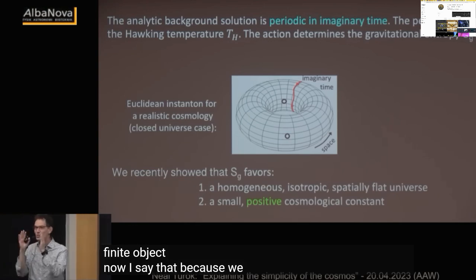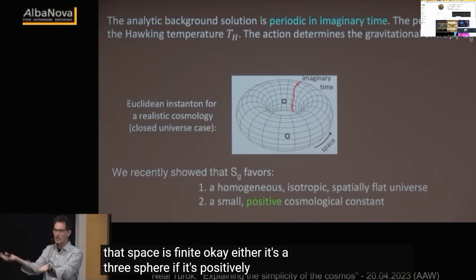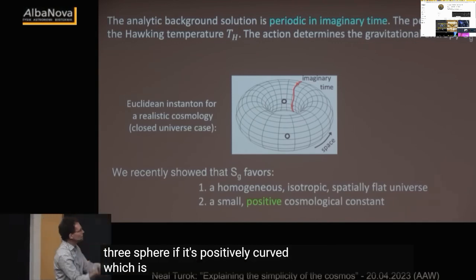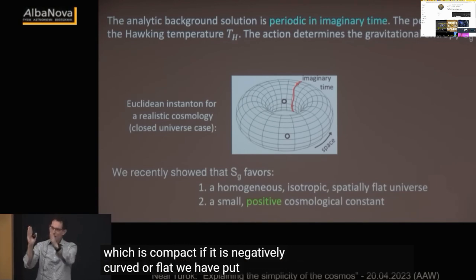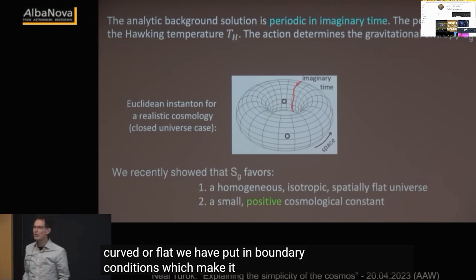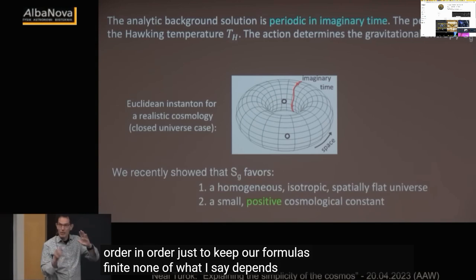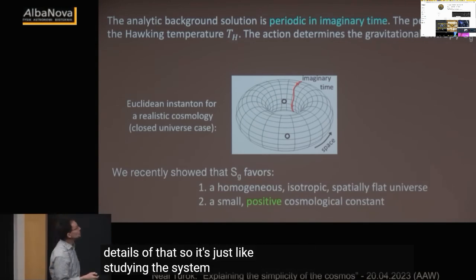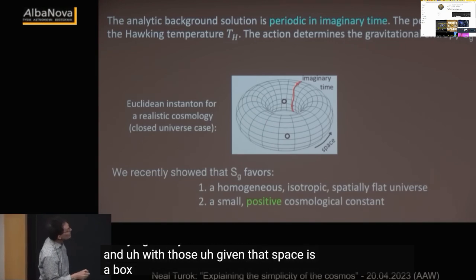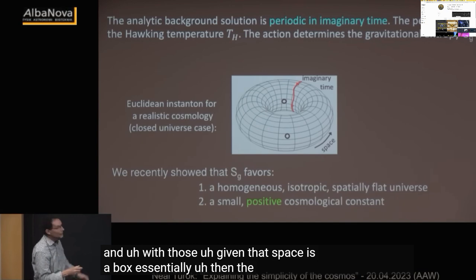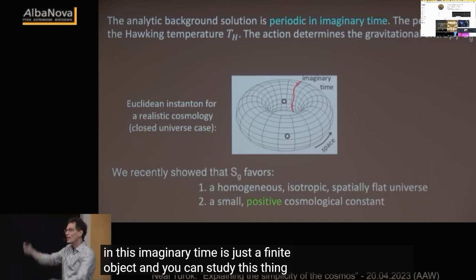Now, I say that because we have assumed that space is finite. Okay, either it's a three-sphere, if it's positively curved, which is compact. If it is negatively curved or flat, we have put in boundary conditions which make it periodic in order just to keep our formulae finite. None of what I say depends on the details of that. So it's just like studying the system in a box. And with those, given that space is a box, essentially, then the universe in this imaginary time is just a finite object, and you can study this thing, right?